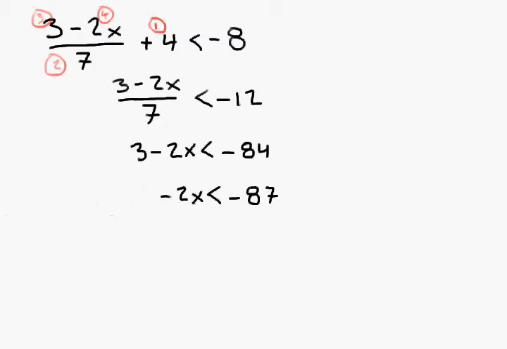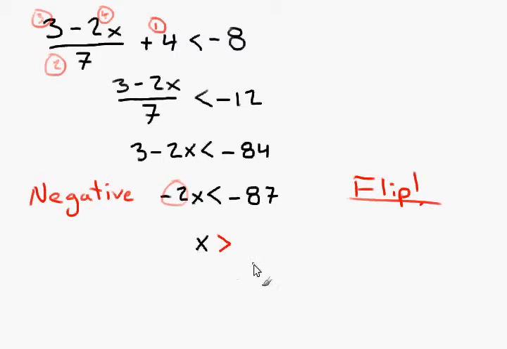Finally, we're going to have to divide by a negative 2. So we'll divide both sides by a negative 2. We'll have x is not less than, but greater than, because we need to flip. Negative 87 divided by a negative 2. Negatives cancel out, and this is x is greater than 87 halves. Okay.